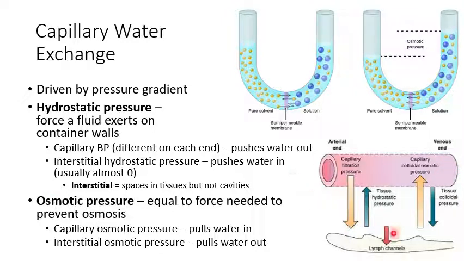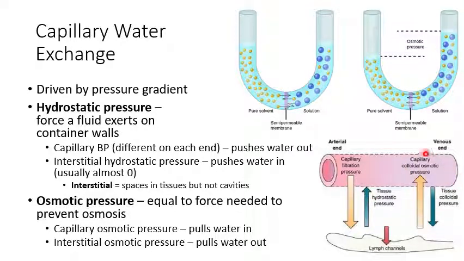So here, this diagram is kind of summarizing all of those. This capillary filtration pressure, what they mean there is just the blood pressure of the capillaries. So that is the blood pushing on the walls of the vessel, kind of pushing water out. Then you also have the tissue hydrostatic pressure, which is the same as the interstitial hydrostatic pressure. That's the fluid in the tissues pushing onto the walls of the vessel, pushing water into the vessel.